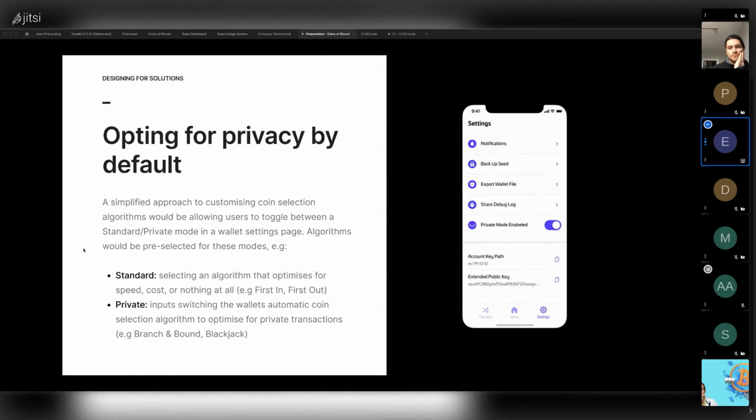This one is hypothetically switching between a wallet which has maybe two different automatic coin selection algorithms. The first might be a very standard algorithm, something like first in, first out, or minimizing inputs. The second might be a privacy-focused algorithm, something like branch and bound, which I believe Wasabi uses, or Blackjack. Again, it's getting quite complicated when you start analyzing what those algorithms actually are and what they do. But just knowing that there's maybe a private mode is something which could benefit users.